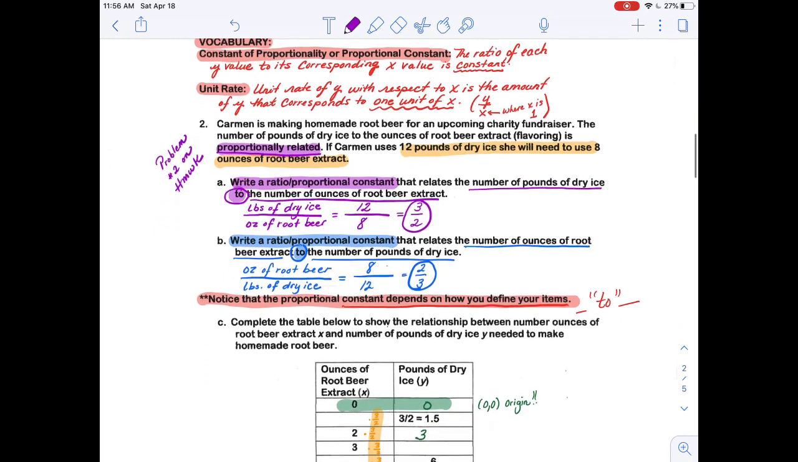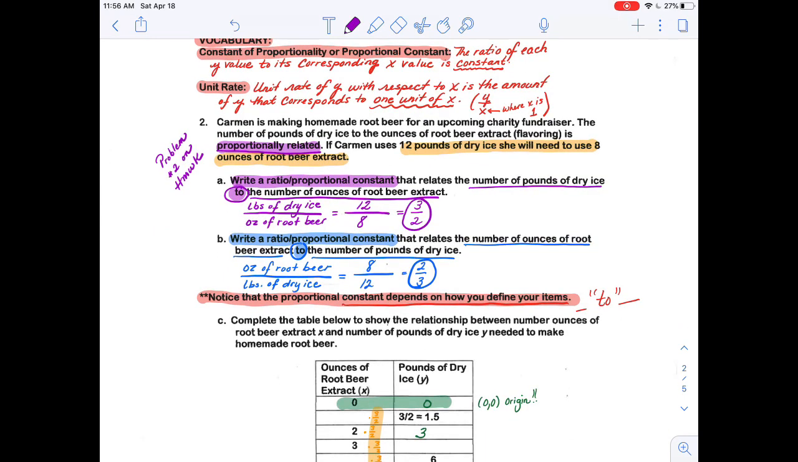2 vocabulary words, which again we've already worked on before. The constant of proportionality, or the proportional constant. And again, that is the ratio of each y to the corresponding x value, that y over x. And of course, unit rate, which we have talked about before. Unit rate of y with respect to x is the amount of y that corresponds to 1 unit. It is true, that's the academic vocabulary definition, but we said it's when you have that y over x and that x is a 1.